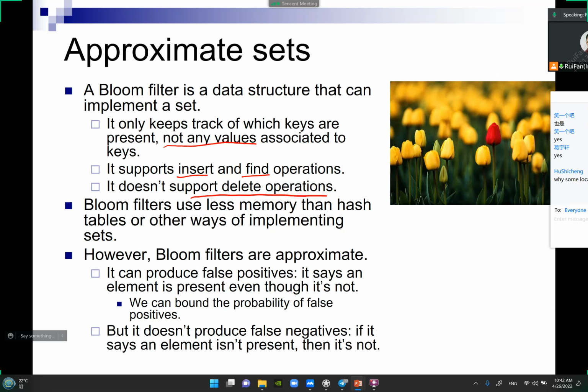Now, one good thing about Bloom filters is that you never get false negatives. If the Bloom filter says an item is not in the set, then it's guaranteed to be not in the set. If it says that it's in the set, it could be a false positive. But if it says it's not in the set, it's definitely not in the set.